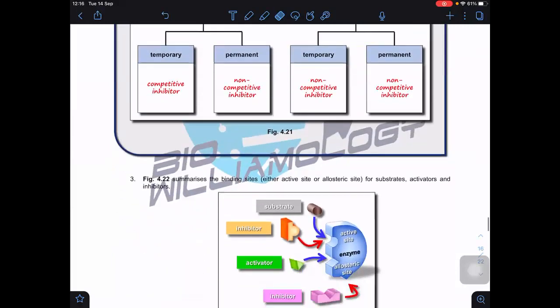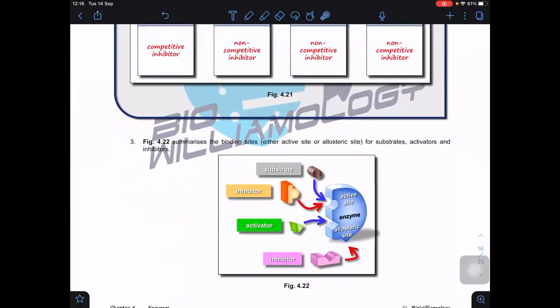So this diagram shows you the binding effect. You can see that substrates can bind to the active site. The inhibitor also can bind to the active site. This activator also can bind to the allosteric site. The inhibitor also can bind to allosteric sites, but the substrate won't bind to the allosteric site.